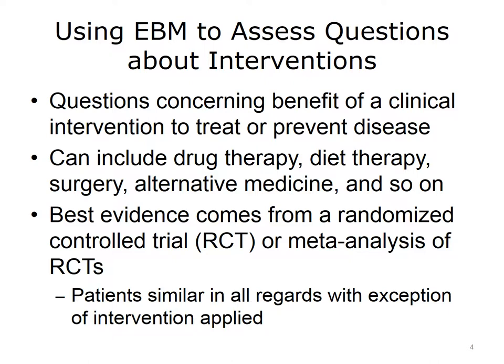This assessment approach can be applied to any intervention, such as drug therapy, diet therapy, surgery, and complementary and alternative medicine. The best evidence for assessing an intervention comes from a randomized controlled trial, or RCT, or even better, from a meta-analysis of multiple RCTs. A key aspect of an RCT is that patients are similar in all regards with the exception of the intervention applied. This condition is the ideal. However, it's important to carefully assess this aspect when appraising a study because the ideal conditions are not always present.